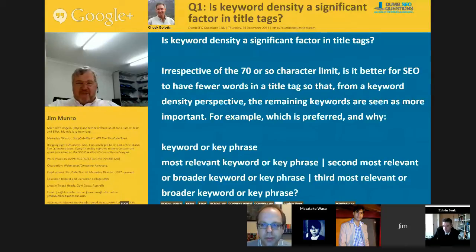Next, we have another one from Chuck Bollerton. Is keyword density a significant factor in title tags? Irrespective of the 70 or so character limit, it's actually a pixel limit, Chuck, by the way. It's not an actual number of characters. If it was all I's, you'd be able to fit in 100. Anyway, is it better for SEO to have fewer words in a title tag so that from a keyword density perspective, the remaining keywords are seen as more important? For example, which is preferred and why?